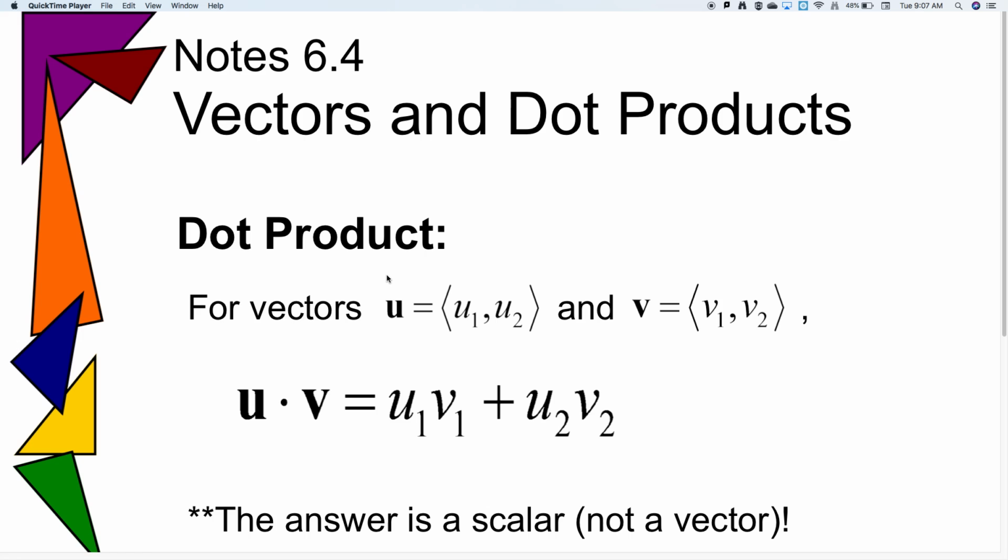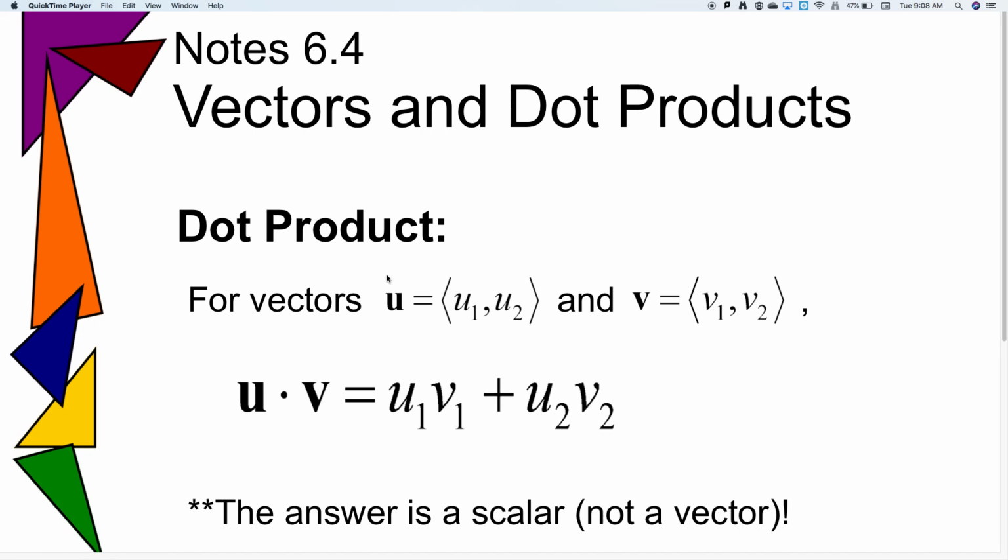Vector operations previously in section 6.3, like scalar multiplication, vector addition, vector subtraction. One thing we didn't do is multiply vectors. There are kind of what we would consider two versions of vector multiplication. They're called dot products and cross products. So what we're going to look at today are the dot products.